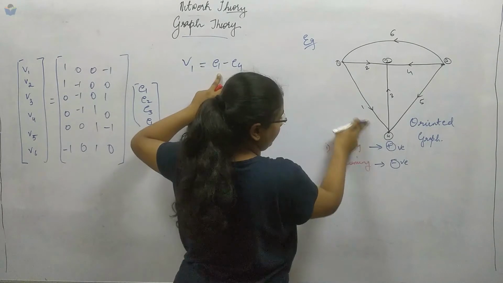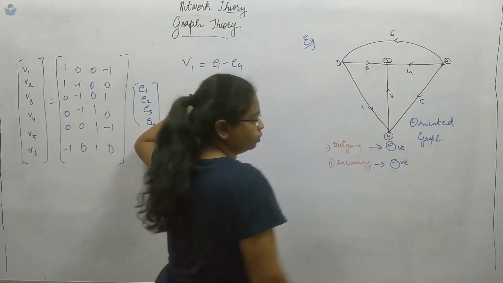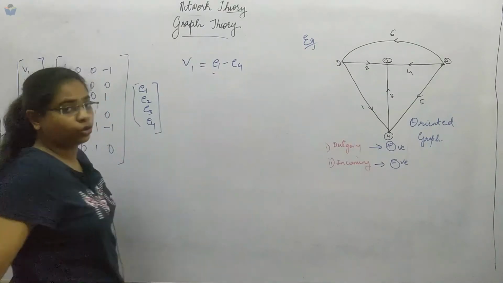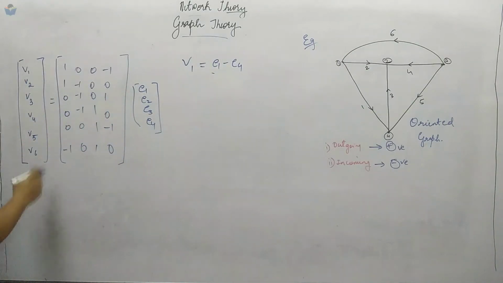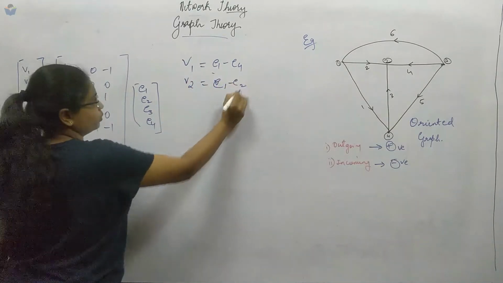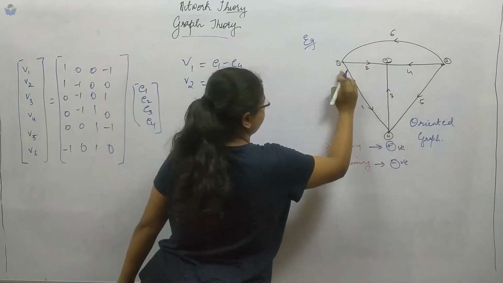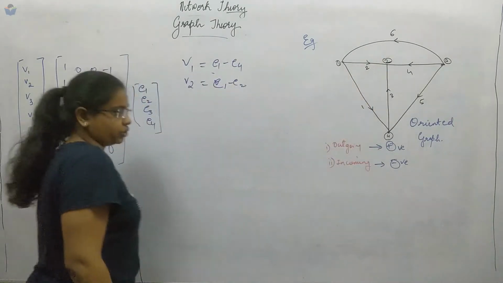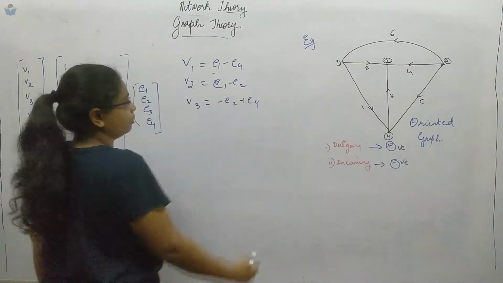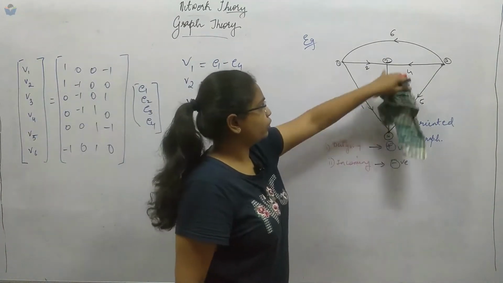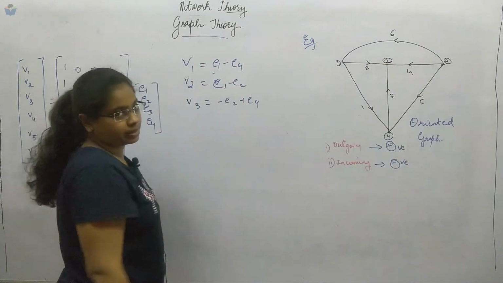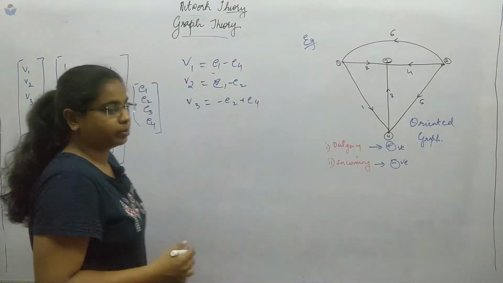See here the direction of the arrow, it is from higher potential to lower potential. Similarly, here also it is indicating higher potential to the lower potential. It will be same for all the voltages. So V2 when you write, it will be E1 minus E2. See here E1 to E2. So it is flowing from higher to lower potential. Similarly, V3 is equal to minus E2 plus E4. 4 to 2, right? It is flowing from 4 to 2. That's why it is minus E2 and plus E4.